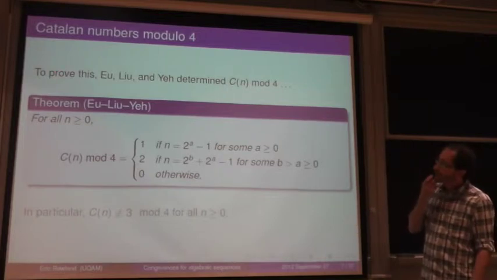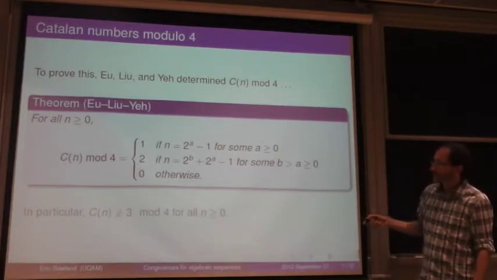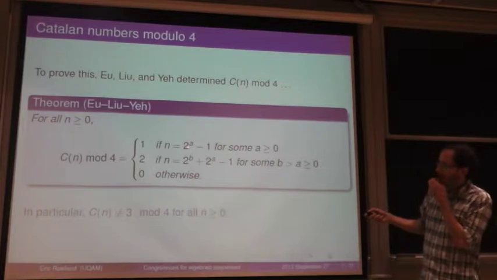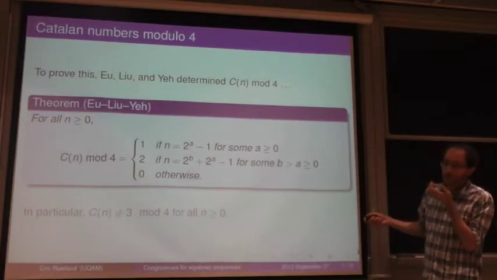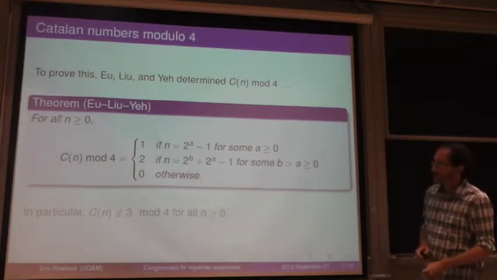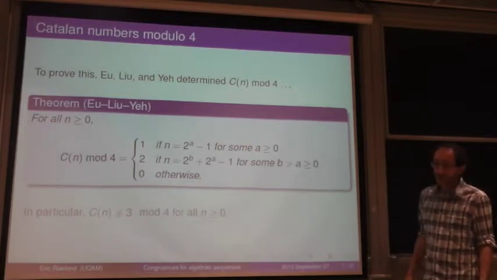So in particular, what these guys did, they determined Cn mod 4. And here it is. The nth Catalan number modulo 4 is 1 if n is 1 less than a power of 2, which is what we saw before for Cn mod 2. We saw that it's odd precisely when n plus 1 is a power of 2. And then it turns out that you never have a Catalan number congruent to 3 mod 4. And this maybe isn't obvious just by the definition.